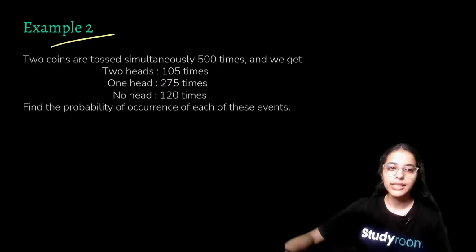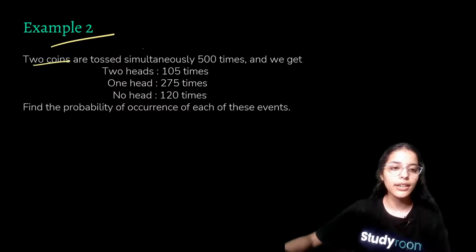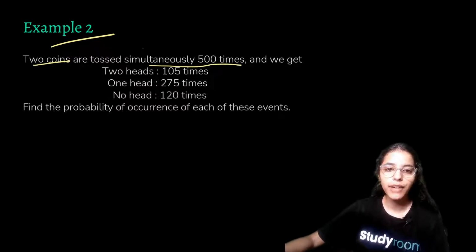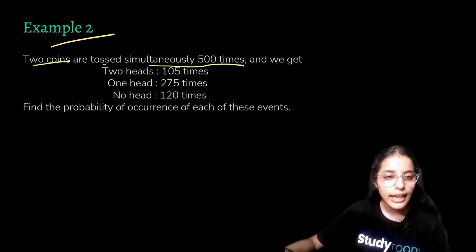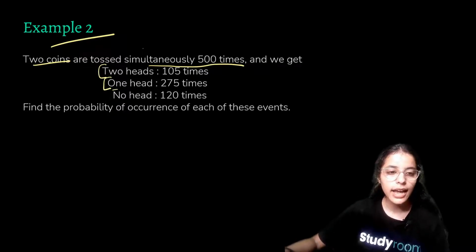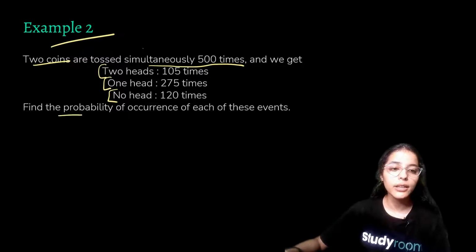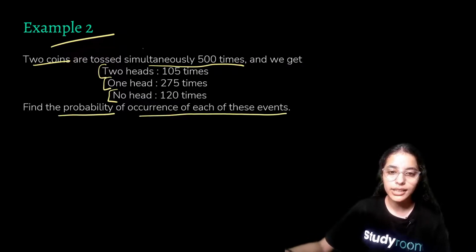Now let us move on to example number 2. In this question, we're given 2 coins and they're tossed simultaneously 500 times, and we get 2 heads, 1 head, and no head. Now we have to find the probability of occurrence of these events.